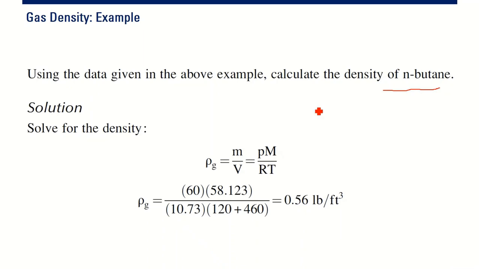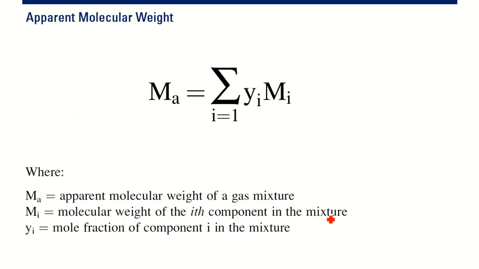And then using the data given above, we need to calculate the density. The density, we can use this equation. So gas density is mass per volume. We can change the equation to this: pressure 60 multiplied by molecular weight 58.123 divided by R 10.73 divided by T, 120 plus 460. Then the density is 0.56 pound per cubic foot.